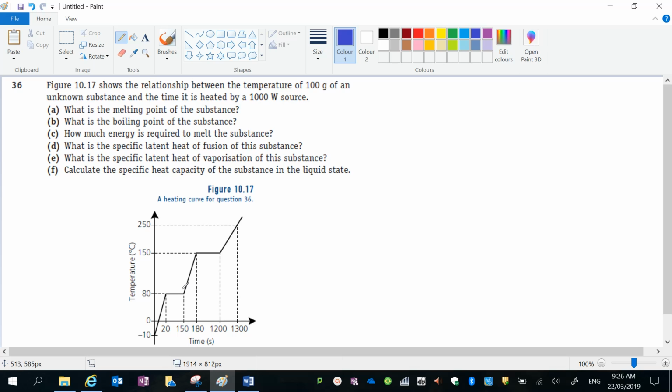Okay, so here these flat parts of the graph is where the substance is changing state. So melting or boiling. Now melting comes before boiling, so this is clearly the melting stage. What temperature is that happening at? 80 degrees.